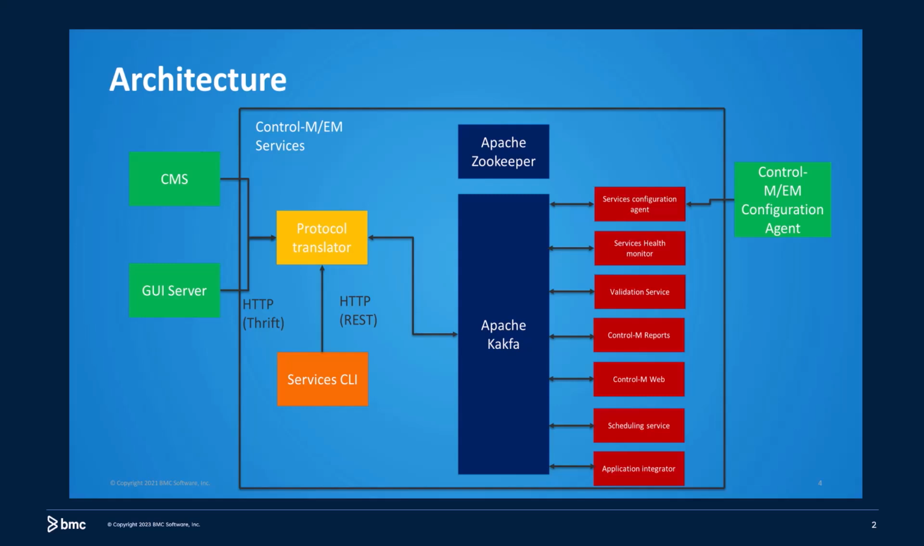The microservice in Control M dedicated to reporting is known as the reports service. This service is responsible for creating and generating ad hoc reports, enabling you to tailor reports to your specific needs and derive actionable insights from your data.